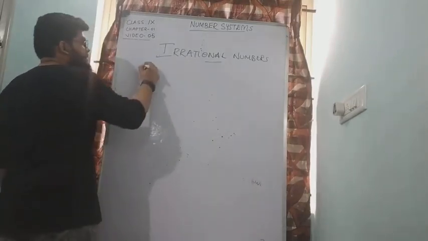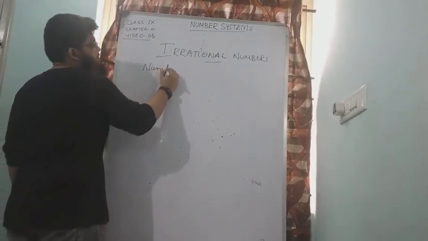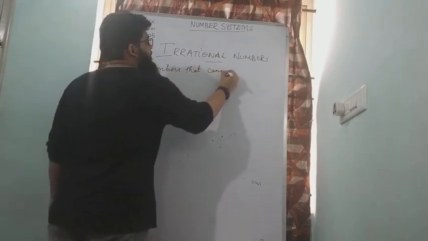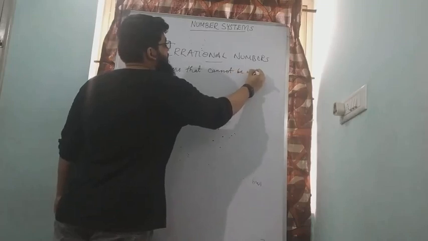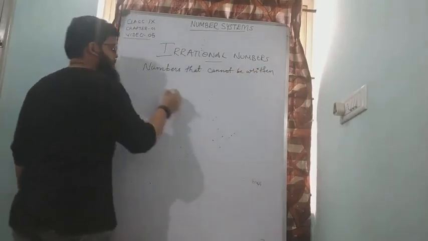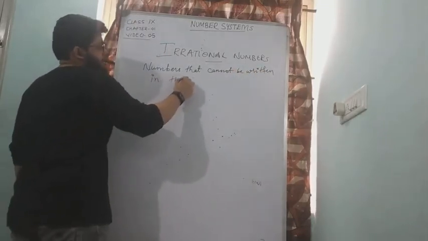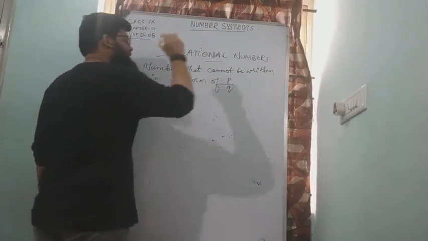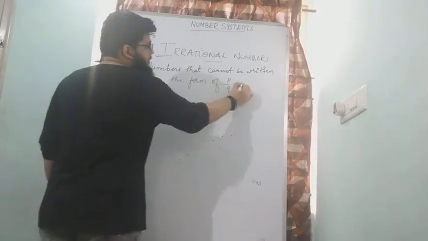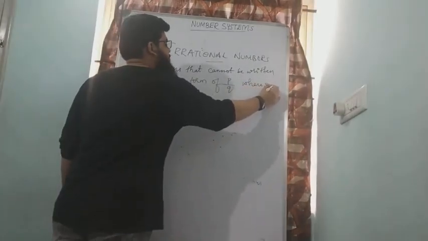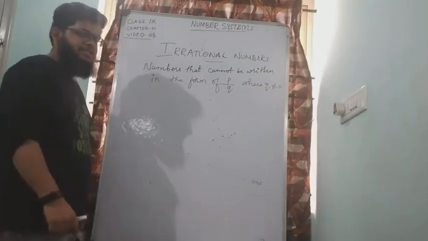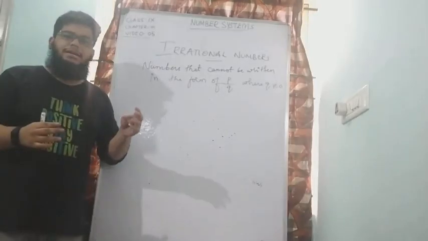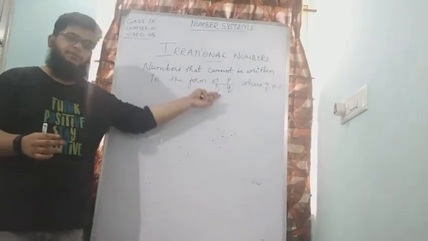So numbers that cannot be written in the form of P divided by Q, where Q is not equal to 0. The condition remains the same. So a lot of numbers cannot take the form of P by Q.